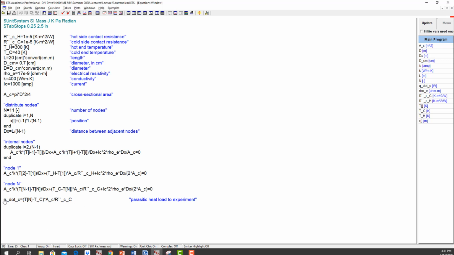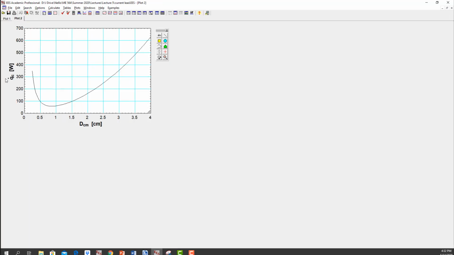So this is the important thing calculated by my model. What I think I'll do next is vary the diameter here and see if there's an optimal diameter that would minimize this parasitic heat load to my magnet. So if I plot Q dot C as a function of diameter, you'll see, sure enough, there's a clear optimal diameter right here at about 0.8, 0.9 centimeters that minimizes the total heat leak, right?